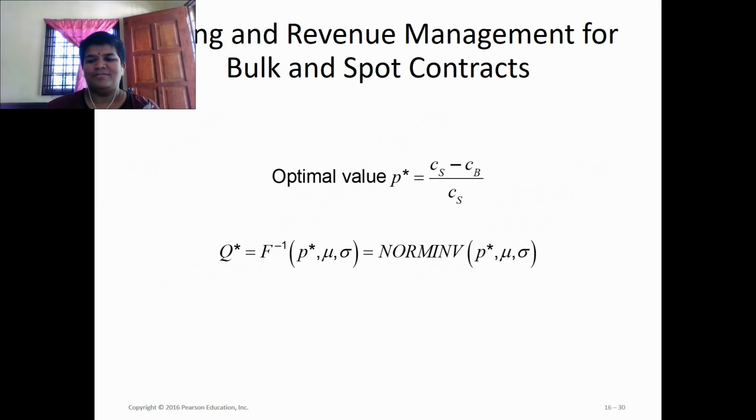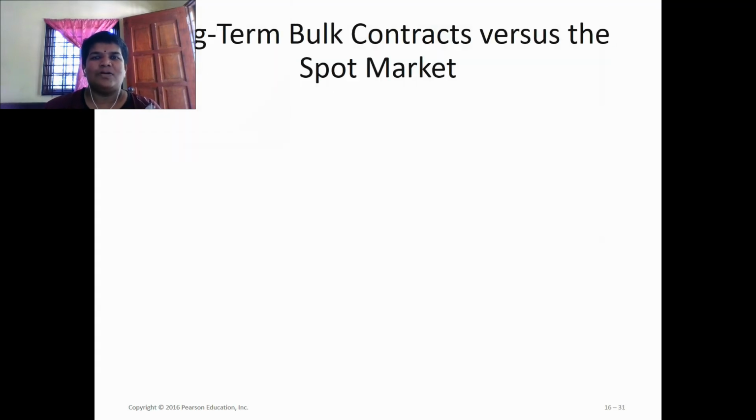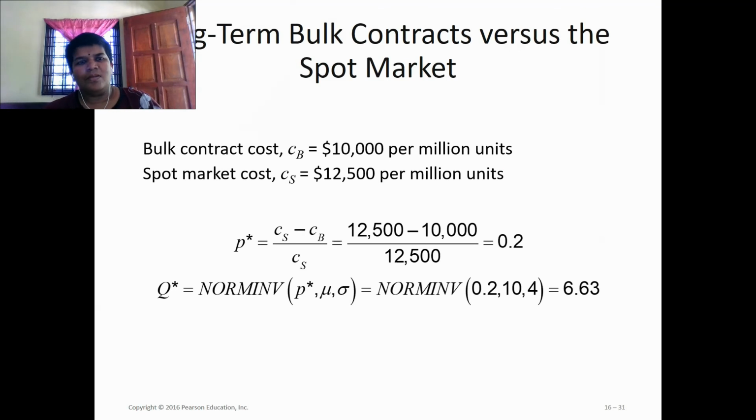So again, a mathematical formula. You see bulk contract cost, spot market cost, CB and CS. Okay, so you plug in all the figures to get the value. So the value is 6.63. So all these values have meaning.